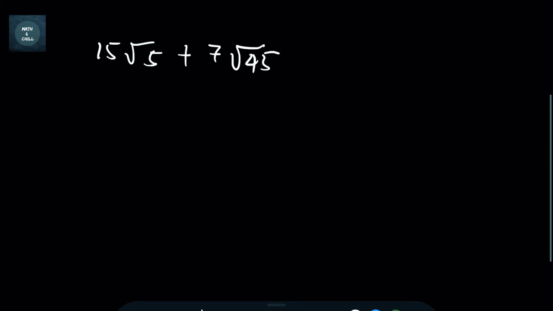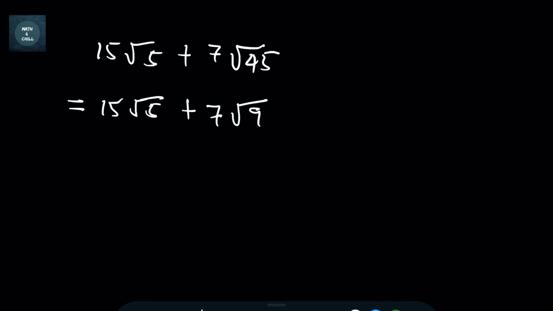So how do we simplify this one? This is just equal to 15 square root of 5 plus 7 times the square root of 45. The square root of 45 is just equal to square root of 9 times square root of 5. Simplify further. Copy 15 square root of 5 plus 7 square root of 9. That is 3.